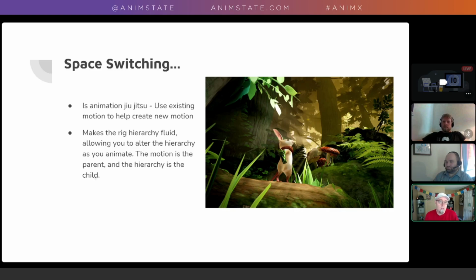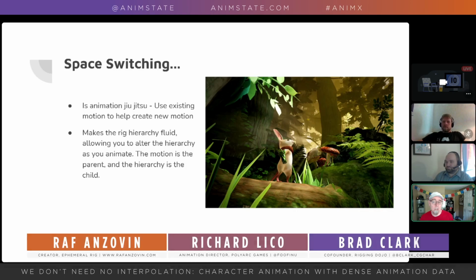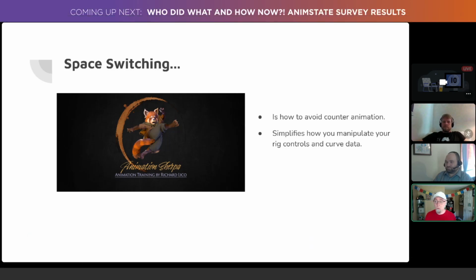It makes the hierarchy of the rig fluid, allowing you to alter the hierarchy as you animate. This way, your motion becomes the parent, and the hierarchy becomes the child. But what does it do, right? Why would I do that? Well, on a basic level, it's how to avoid counter-animating ever again. It just goes away. You don't ever have to do that again.